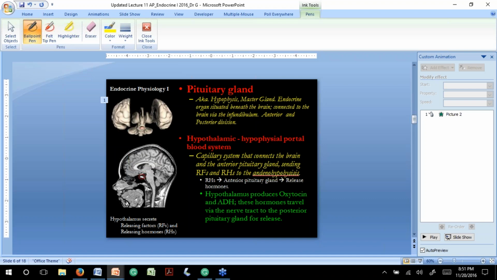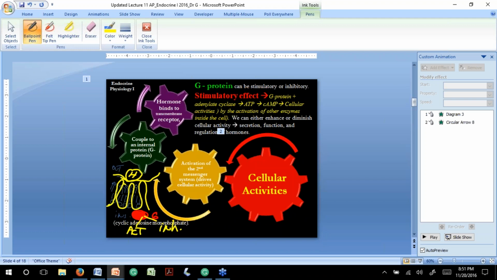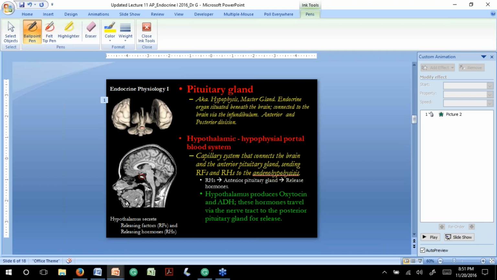Okay, so those are a few examples that I want to go on with. Just returning to the previous slide about the activation of the second messenger. Any action that is happening in the body is going to go through a second messenger.